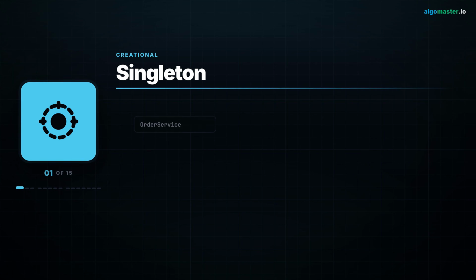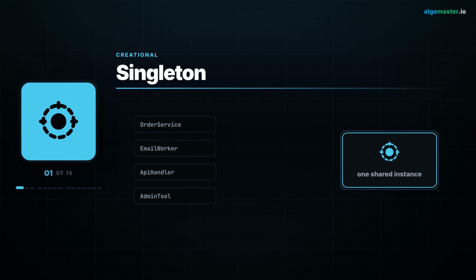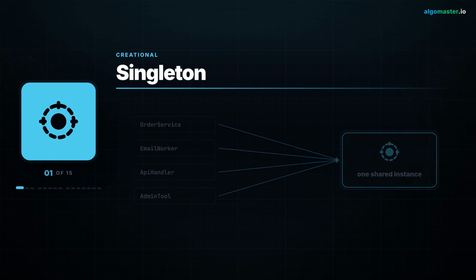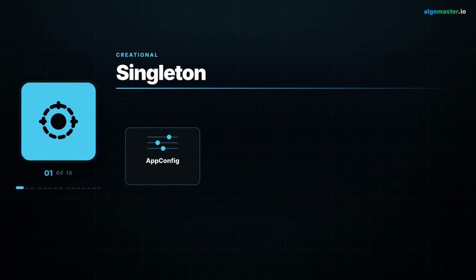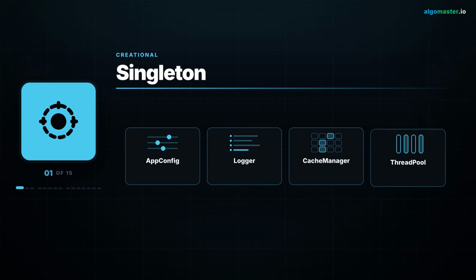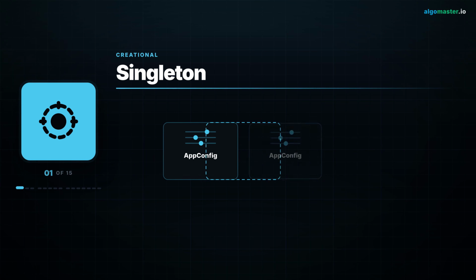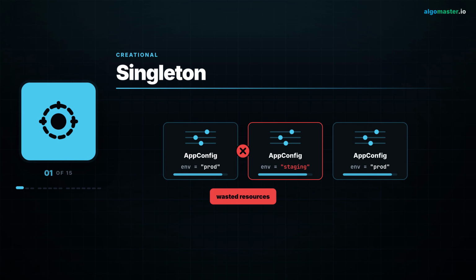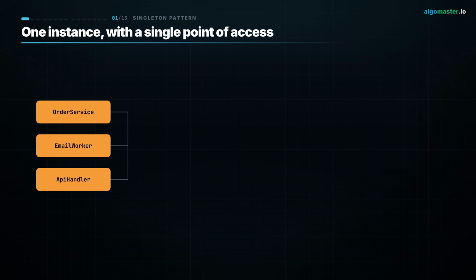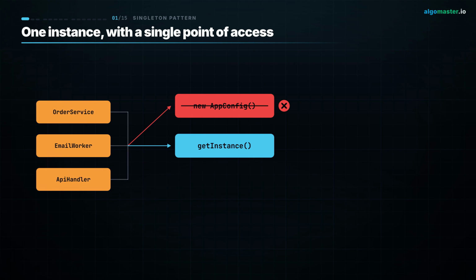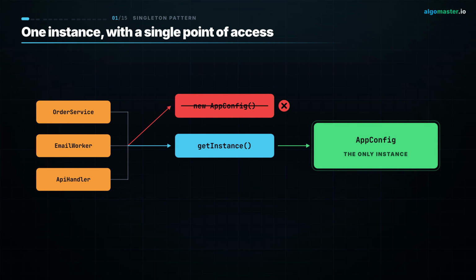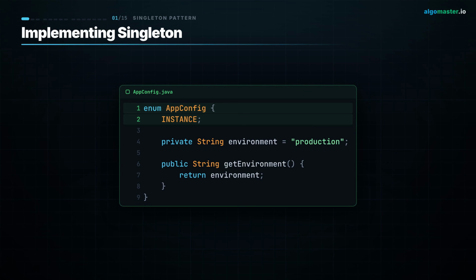Sometimes an application needs exactly one shared instance of a class. Common examples include a configuration manager, logger, cache manager, or thread pool. Creating multiple instances of these objects can waste resources or lead to inconsistent behavior. The Singleton pattern solves this by ensuring that only one instance of a class exists and providing a consistent way to access it. In Java, one of the simplest and safest ways to implement a singleton is with an enum.